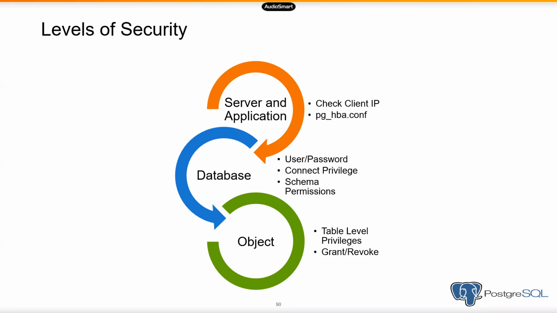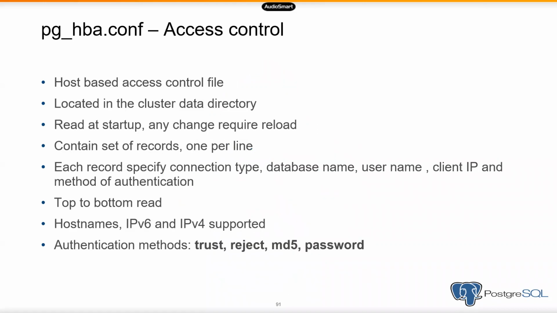We have implemented the database level and the object level. Inside the database, we have created a database and then granted and revoked permissions. That is what we have done already, and the object level permissions also we have done. Inside this pg_hba.conf configuration file, there are entries like trust, reject, md5, and password. HBA stands for Host Based Access control file. Any changes to this configuration file require a reload.